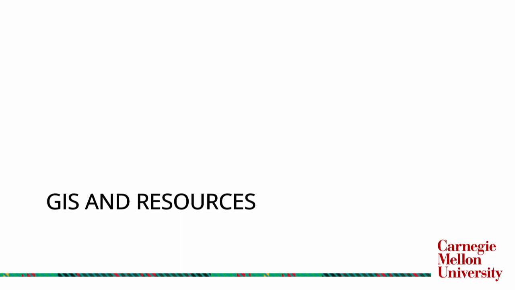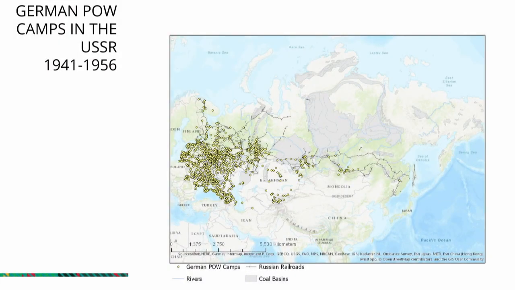Now, GIS is great. Geographic information systems are great for making historical arguments, especially when you use multiple sources of data, right? So in addition to plotting where the camps physically were in the Soviet Union, I was able to plot them in comparison to natural resources and infrastructure such as railways. So the map that you see right now shows all the camps that operated from 41 to 56 in relation to the Russian railroad system and coal basin data.